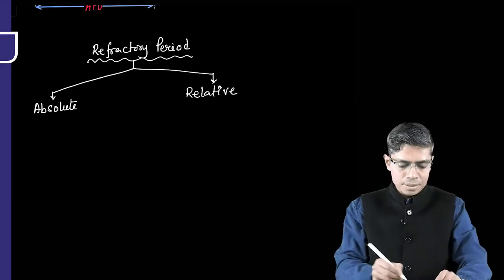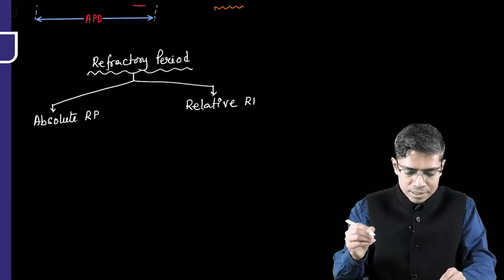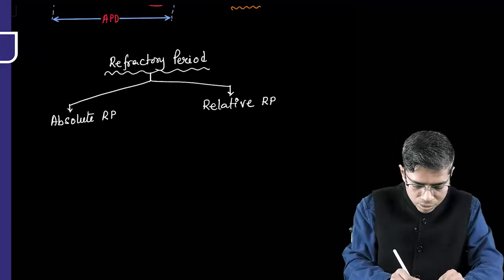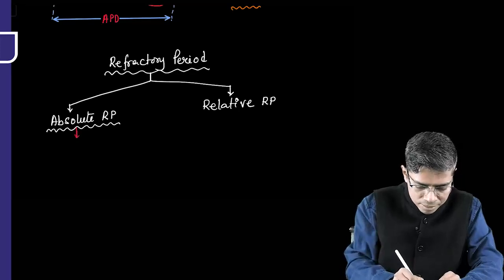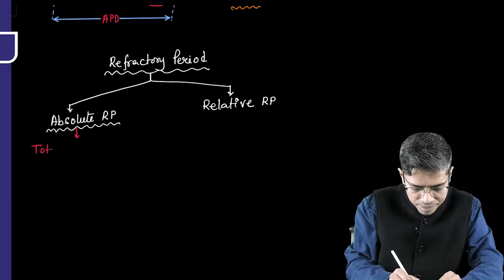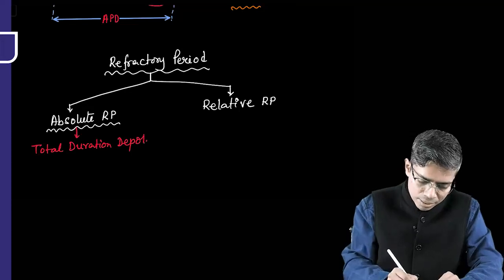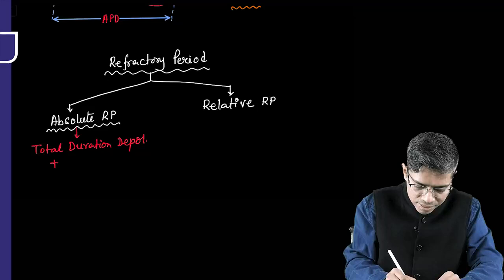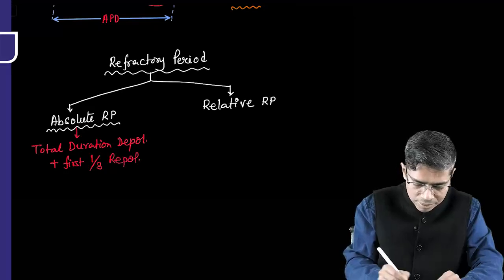Relative refractory period. So absolute refractory period, relative refractory period. First, let's talk about the time duration. Absolute refractory period means it is the total duration of the depolarization phase of the action potential plus the first one third duration of the repolarization phase of the action potential.